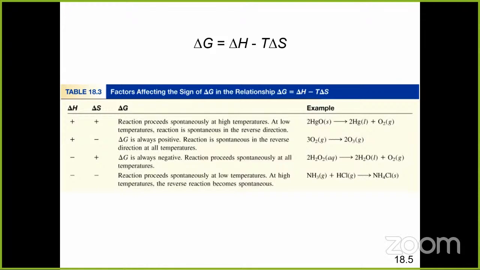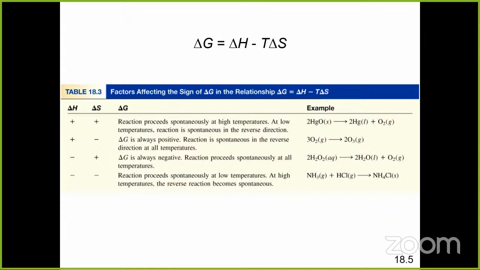Okay, so let us look at this equation more closely, because what you're going to see is that the final outcome in terms of whether or not delta G is negative is dependent on the magnitude of delta H and the sign of delta H, the magnitude and sign of delta S, and the magnitude of the temperature, all right? So we're going to look at different situations here, starting off with a situation where delta H is positive and delta S is positive, right?